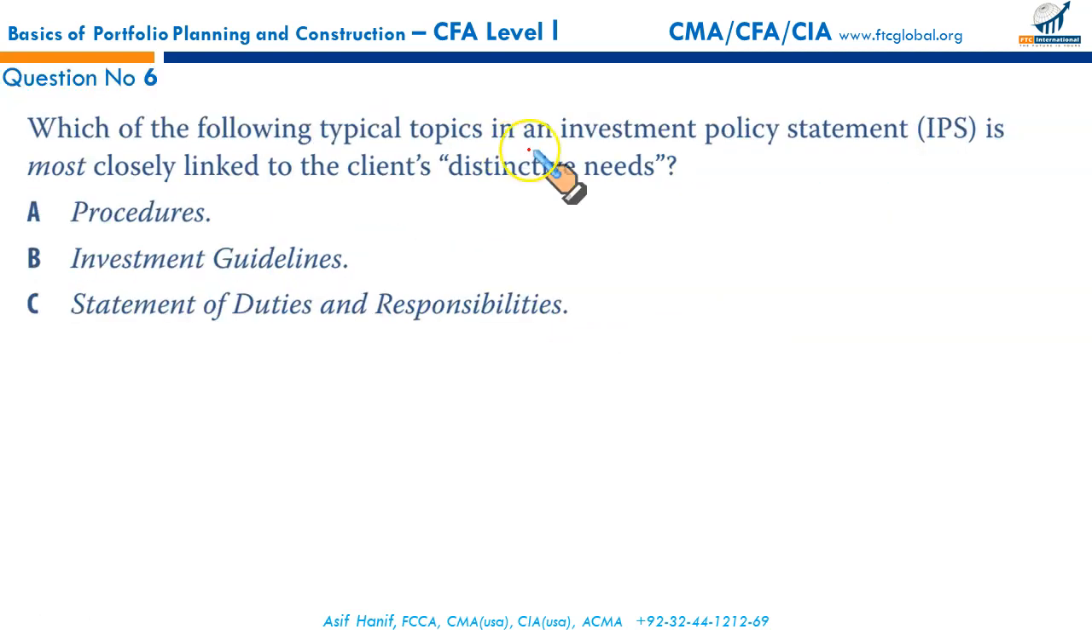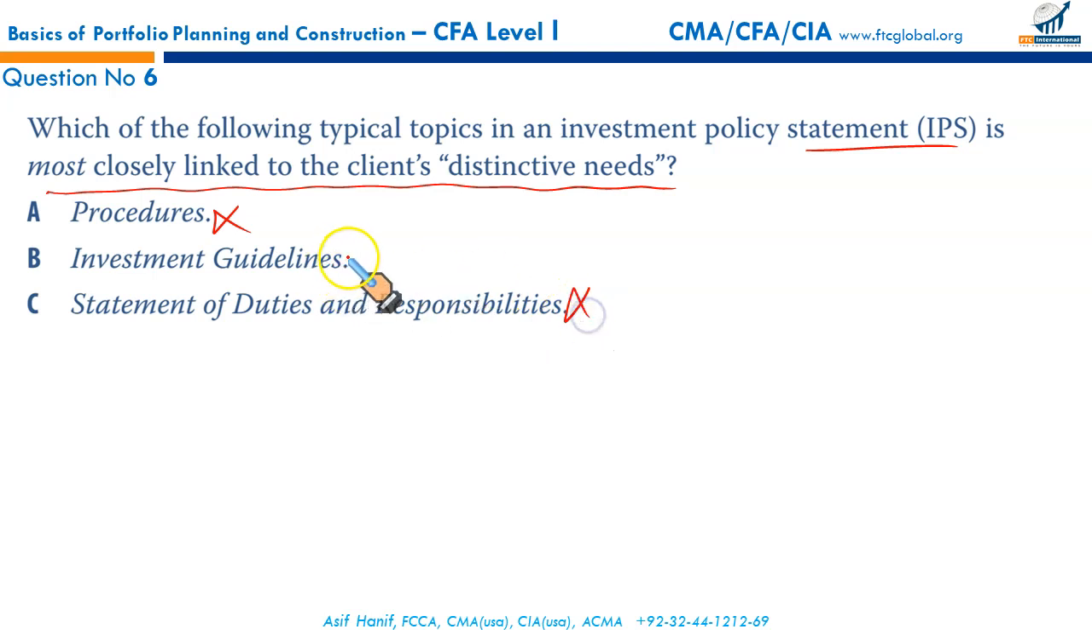Which of the following typical topics in an investment policy statement is most closely linked to the client's distinctive needs? Well, procedures are detailed steps to be taken to keep the IPS current, and the procedures to follow to respond to various circumstances. So this is not what we're looking for. Statement of duties and responsibilities. It contains all the duties and responsibilities of the client, the custodian of the client assets, the investment manager, and so forth and so on. This is not. Then it has to be investment guidelines.